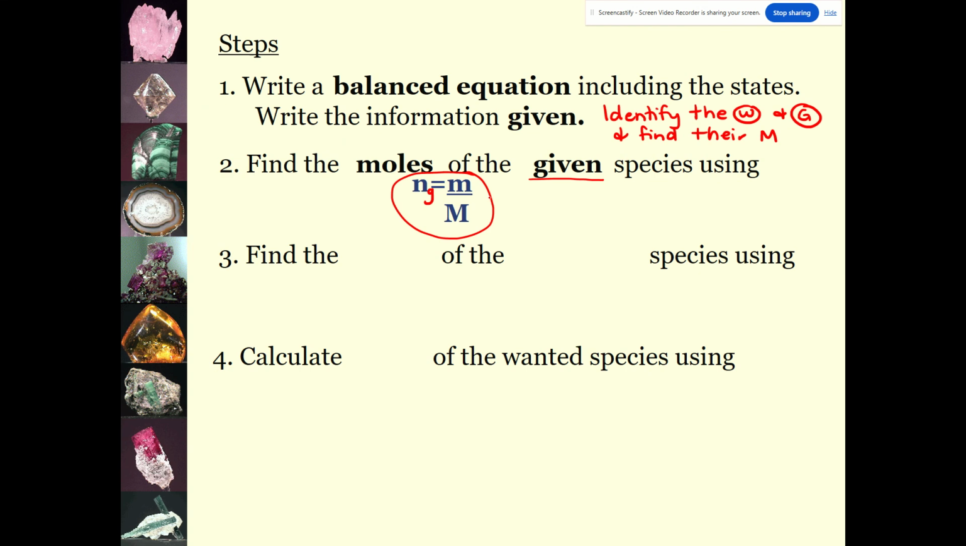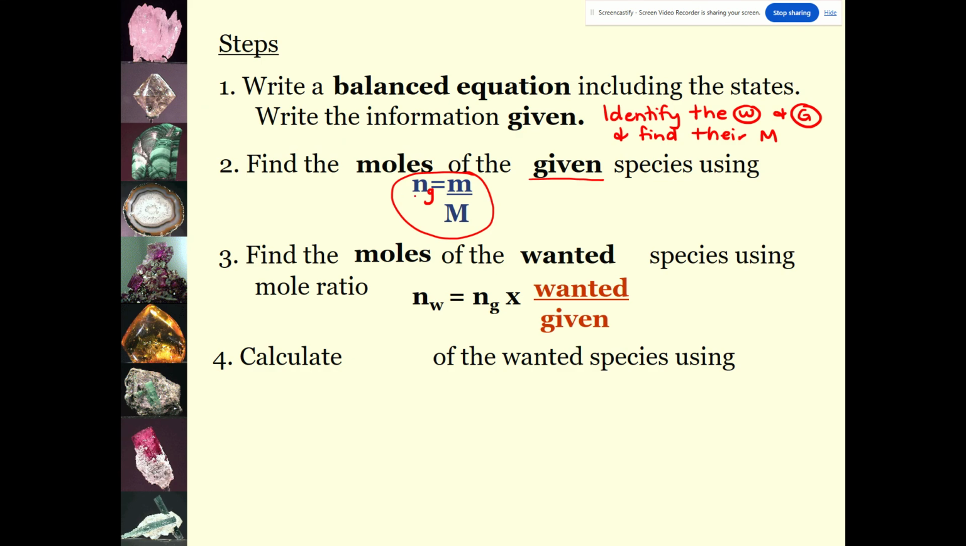Then you're going to apply your mole ratio like we learned in the last video, okay? In order to find the moles of your wanted, you take the given moles that you just calculated in step 2 and multiply by the balancing coefficients, the one in front of the wanted over the one in front of the given. And then the last thing is you're usually looking for the mass of the wanted.